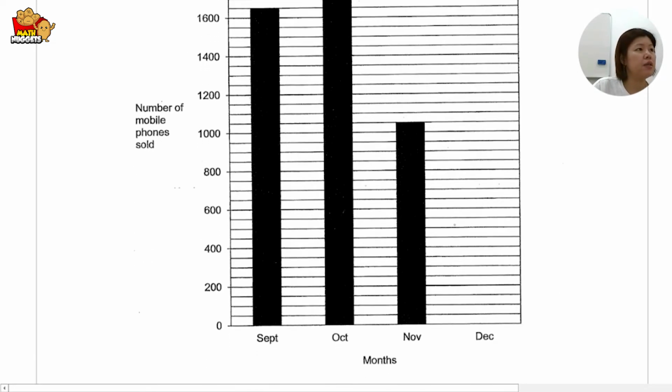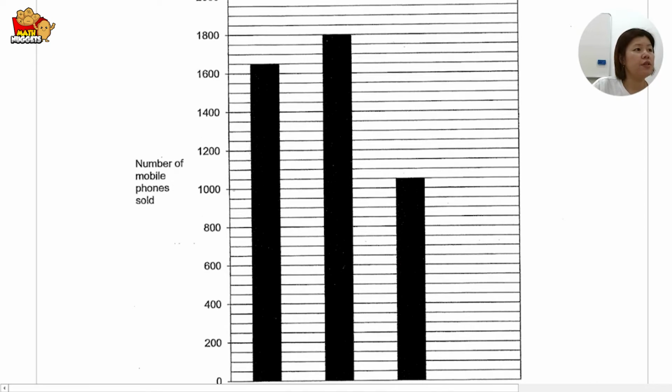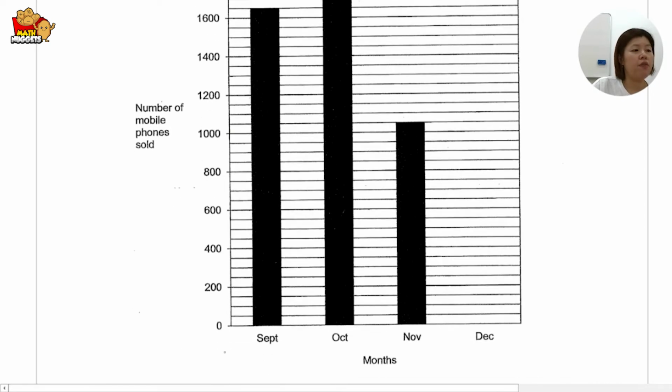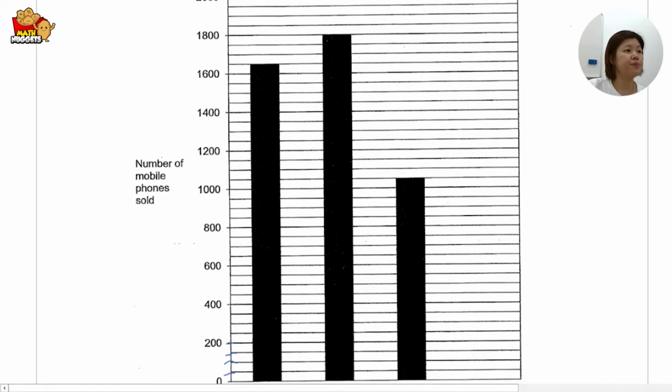Okay, wow, let me take a look. Okay, September first. Before I find the number of mobile phones, let's find out each month how many mobile phones are sold. Okay, so September, let's double check. It's 50, 100, 150, 200. Just nice, okay? So September, okay, let me put here.